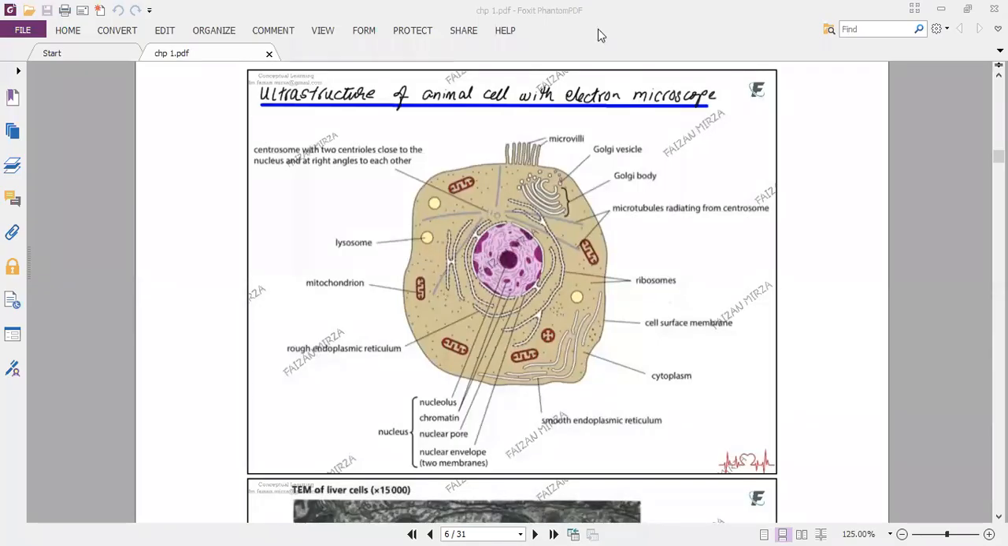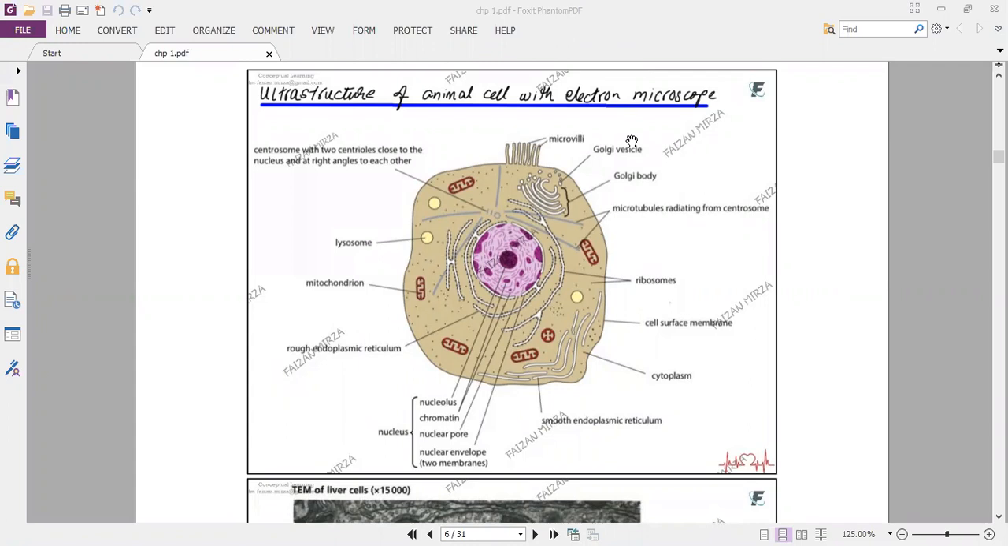Okay, students. So here we are discussing the ultrastructure of an animal cell. Ultrastructure refers to the structure of a cell that can be seen using an electron microscope. This figure here shows you the generalized structure of an animal cell when an electron microscope is used.